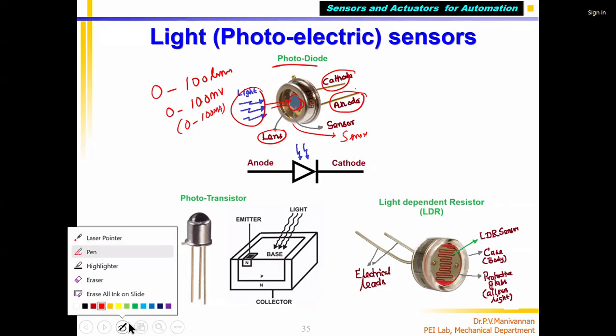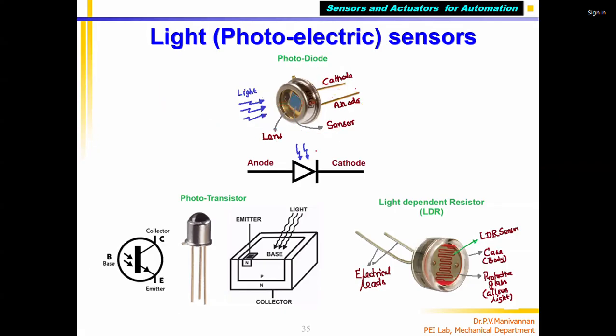Symbolically, the photodiode will be shown like this. This is a diode symbol. Conventionally, this is the diode symbol. This is called the anode, and this is called the cathode. Only thing is, additionally, you show that this is light. This is how it is symbolically represented.